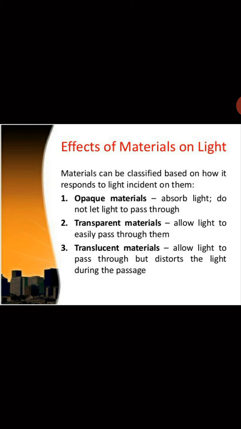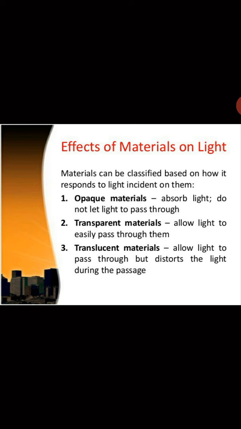The materials which allow light to easily pass through them are called transparent materials. An example is clear glass, a white clear glass. You can see everything, it allows the light to pass through, so we can see clearly what is there on the other side of that material. So it's a transparent material.